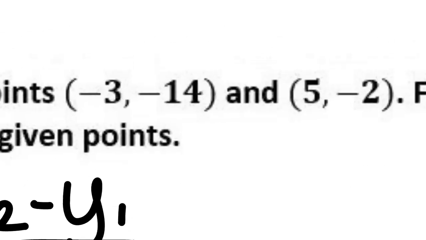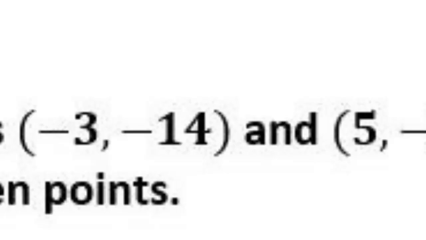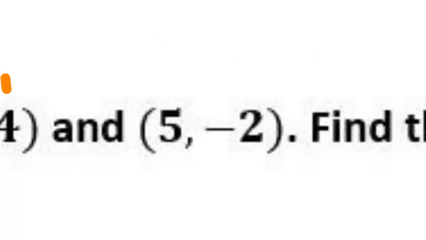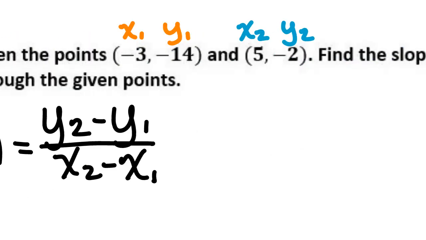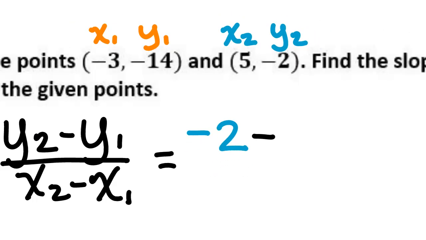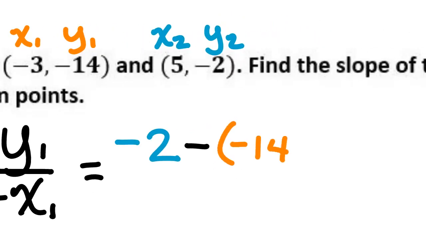So we have 2 points up here. One of them needs to be point 1 so that I can get an x1, y1. The other one is point 2 so I can get an x2, y2. So I'm going to let -3, -14 be my x1, y1, and I'm going to let 5, -2 be my x2, y2. So then I start substituting into this formula. The first number that I want is y2. What is my y2? -2. So I have -2 minus, what is my y1? -14.